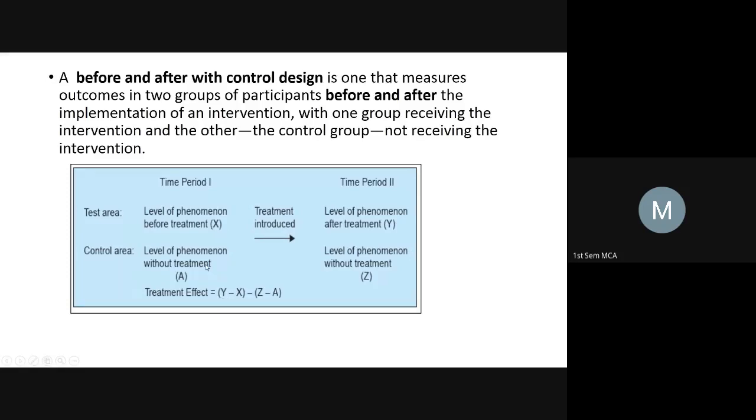Okay. Next, control group. Control group is, say, level of phenomena without treatment, say 35. Out of 35, 20 students are taken without treatment. Okay, that means without talk. A value and Z value might be same or might be different also.